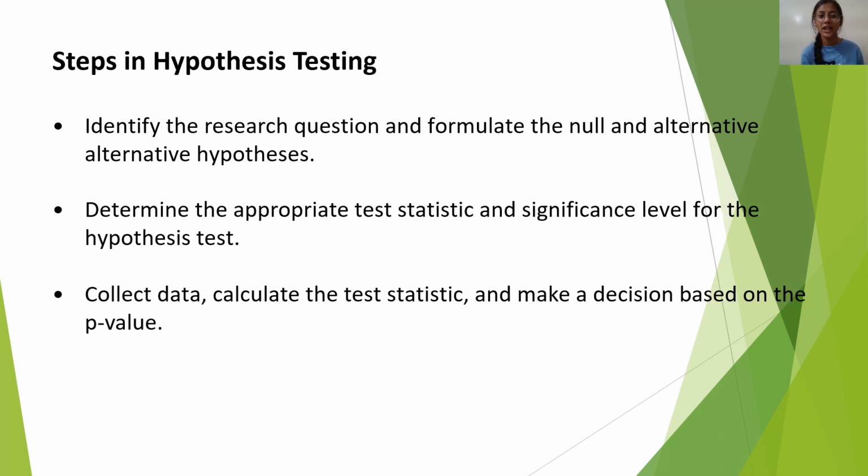Let us see what are the steps involved in testing of hypothesis. First, identify the research question and formulate the null and alternative hypothesis. Determine the appropriate test statistic and significance level for the hypothesis test. Collect data, calculate the test statistic, and make a decision based on the p-value. These are the steps that we use to solve any problem of hypothesis testing.